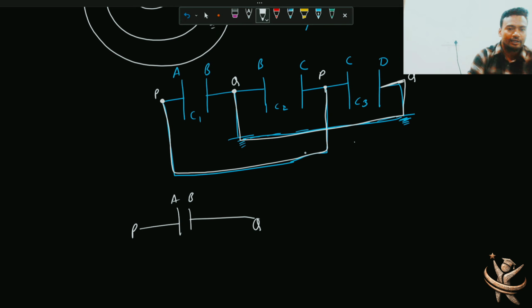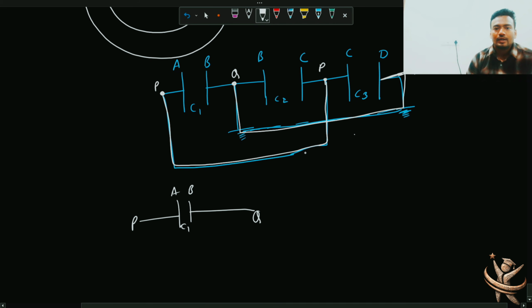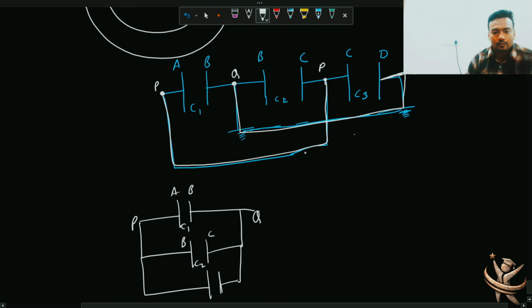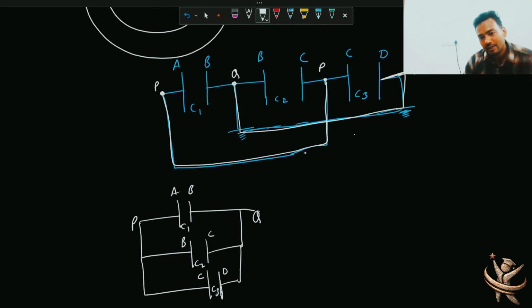plate and B plate, and then C2. Q के साथ connected है B plate and P के साथ connected है C plate, that is C2, and then last C3, one connected to, so C plate is connected to P and D plate is connected to Q. This is C3. Now C equivalent will become C1 plus C2 plus C3.